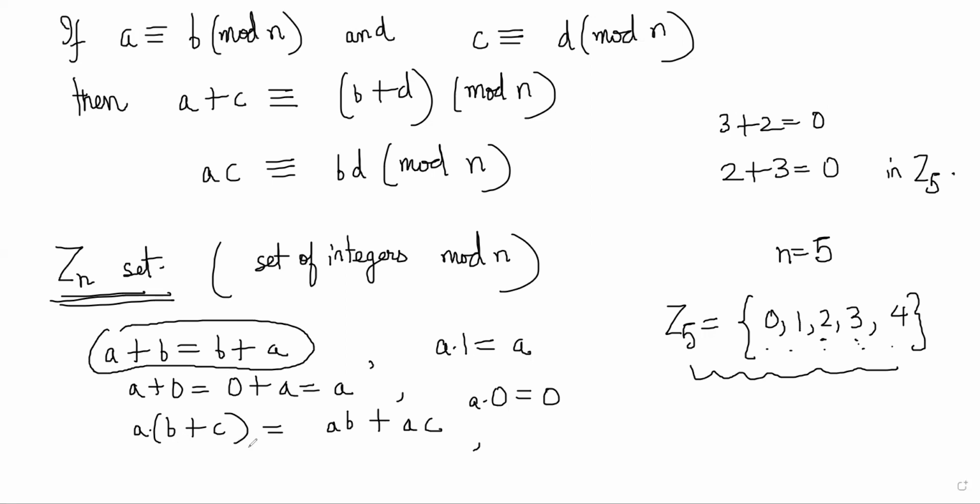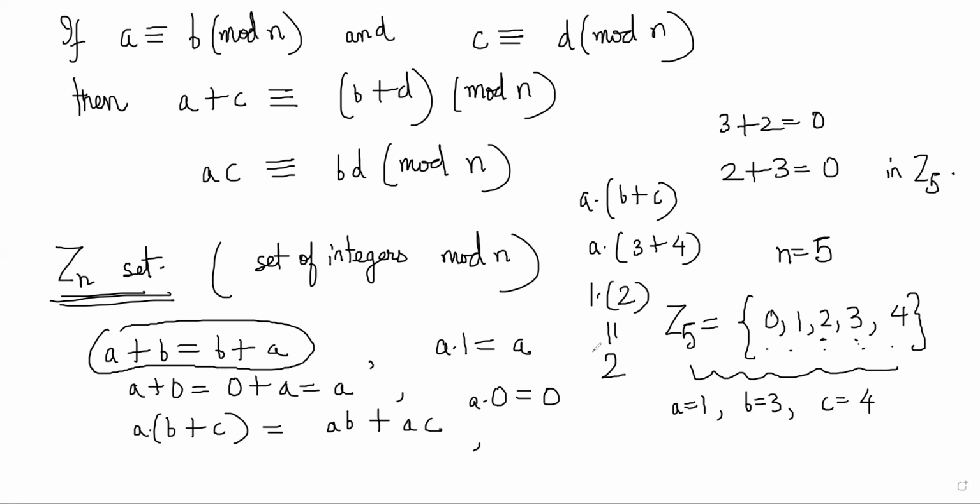Also, we can show that a into (b plus c) is ab plus ac. How? So let's try a couple of numbers. Let's say a is 1, b is 3, c is 4, right? So what is a into (b plus c)? That is a into (3 plus 4). 3 plus 4 in Z5 is what? It is 7 actually. So it will become 2 when you take the remainder. So you have 1 into 2, so that is equal to 2. And let's try out the calculation on the other side of the distributive property. What is a into b? a into b is 1 into 3, which is 3. And what is a into c? Which is 1 into 4, which is 4. So when you add 1 into 3 plus 4, you'll again get 2.